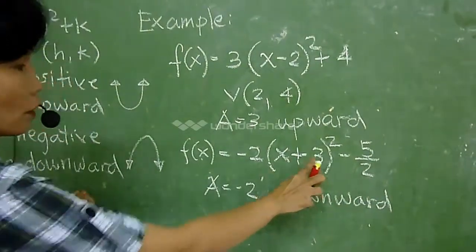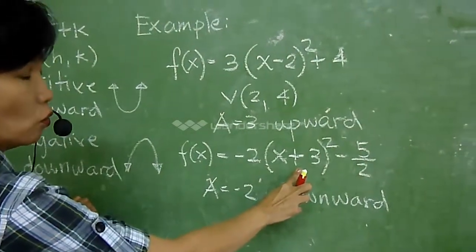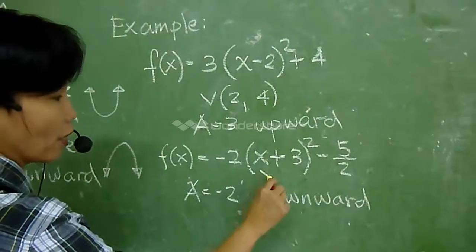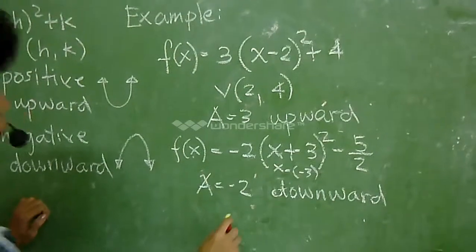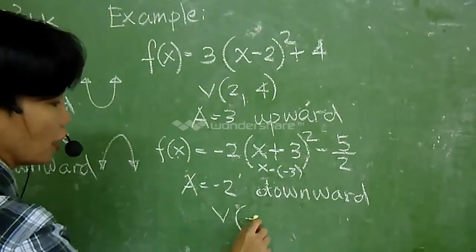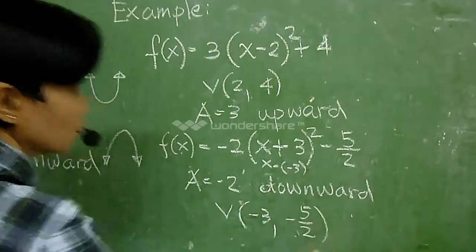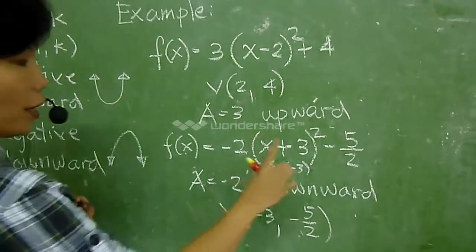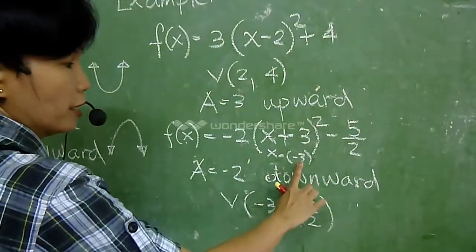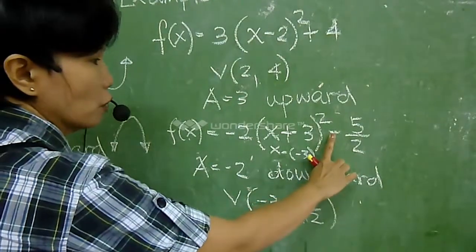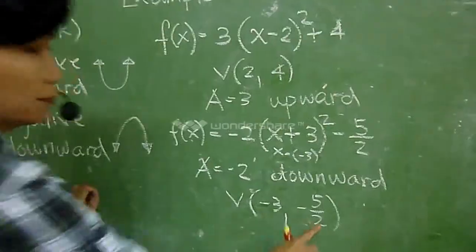Galing dito. So, since this is positive, ang original natin is x minus h. This will become negative 3 kasi parang sinulat natin ang x minus quantity negative 3. So, your vertex is at negative 3 and negative 5 over 2. So, kapag positive ito, ang h natin will be negative 3. Kapag negative ito, ang k natin will also be negative 5 over 2.